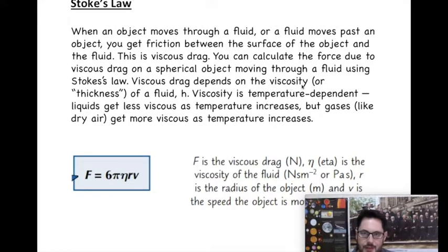Viscous drag depends on the viscosity or thickness of a fluid. Viscosity itself is dependent on temperature. As the temperature of a liquid increases, the liquid gets less viscous. It's easier for the object to move through a hot liquid. But gases, on the other hand, are the opposite. They get more viscous as temperature increases. So we just have to remember it's the opposite for gases. Okay, let's move on.